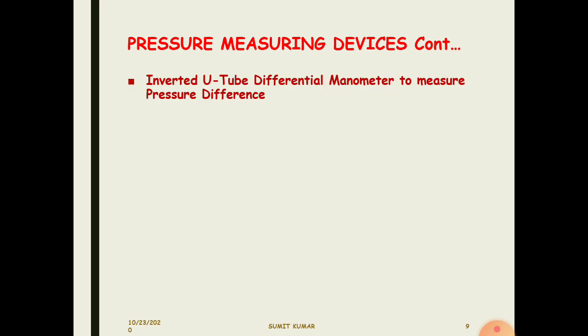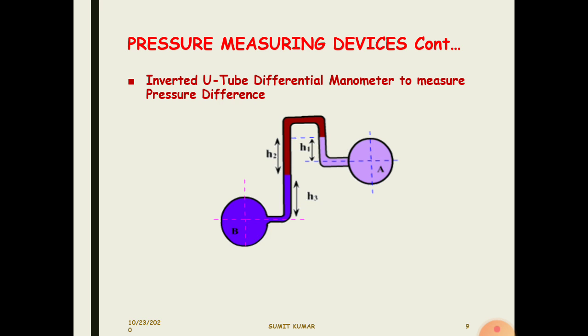To measure the small pressure difference, an inverted U-tube differential manometer is used. The manometric fluid used in this type of manometer is lighter than the working fluids, so that the height difference in two limbs can be enhanced. For the configuration as shown in this figure, the hydrostatic equation is written and the pressure difference between point A and B can be calculated.